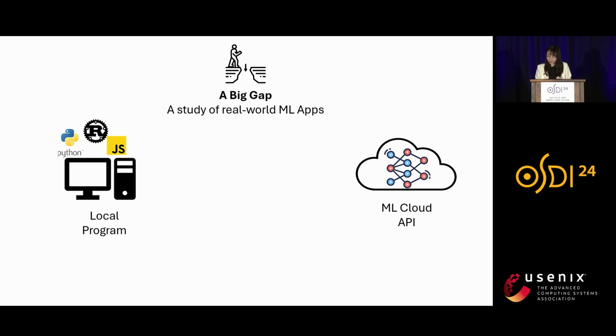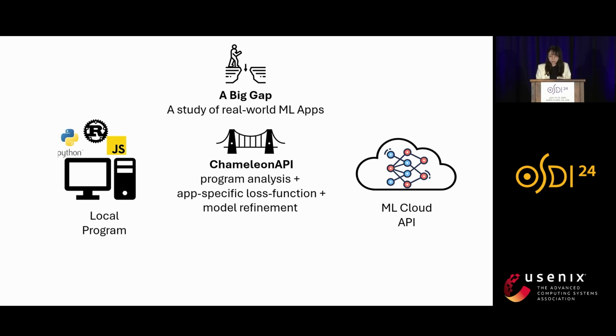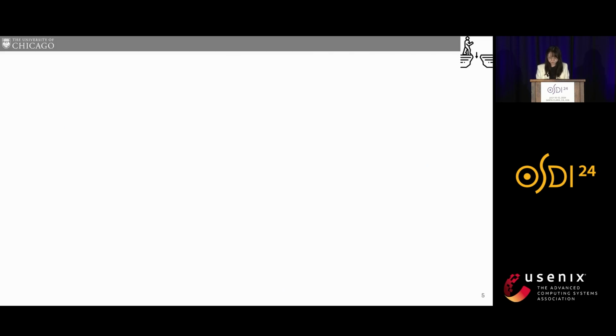This part is backed up by our empirical study of real-world ML applications. Then I'll talk about our solution called ChameleonAPI, which uses program analysis to automatically extract how applications use ML APIs, and use this summary to refine ML models with application-specific loss function. At the end, I'll tell you about how ChameleonAPI can provide great application accuracy improvement.